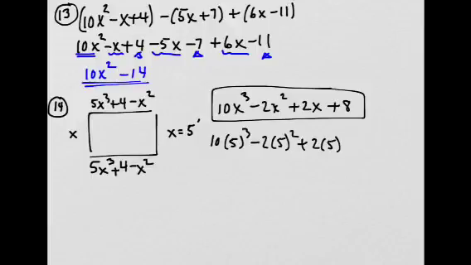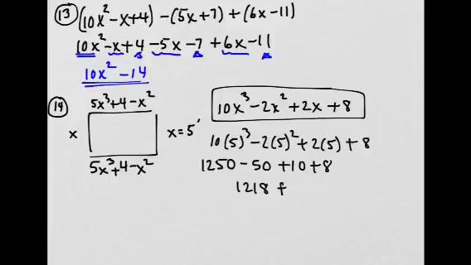the 5. So this is, let's see, 125 times 10. So that's 1,250. 25 times 2 is 50, plus 10 plus 8. Okay, so that's going to be 1,218 feet.